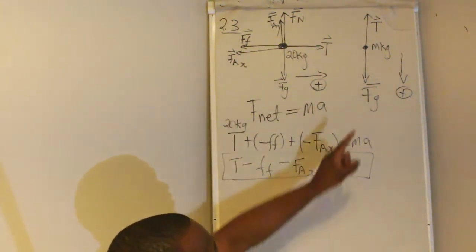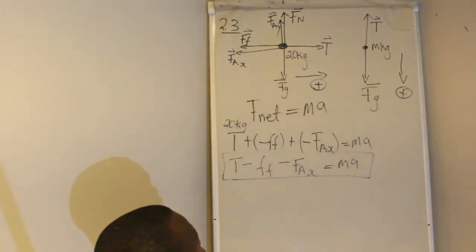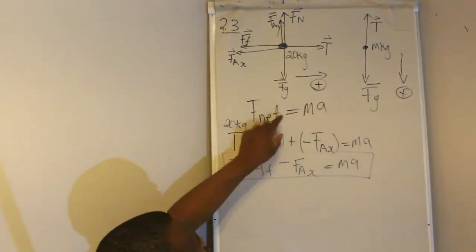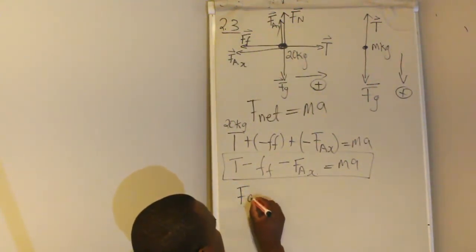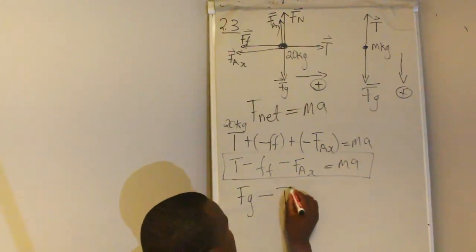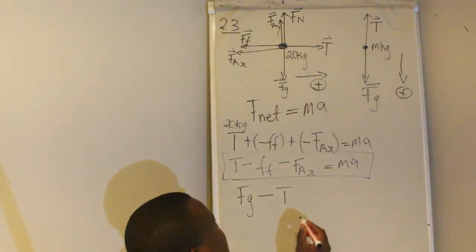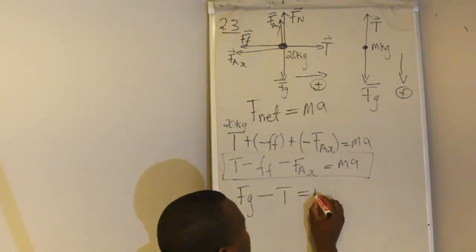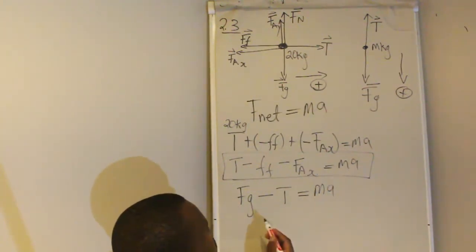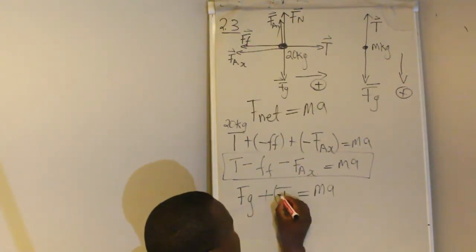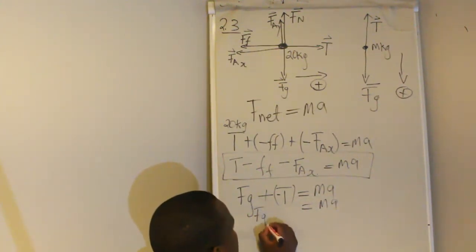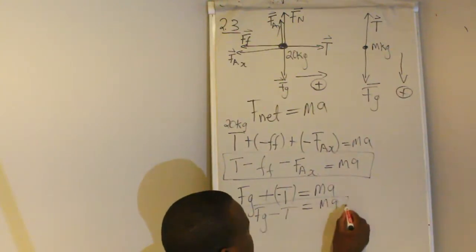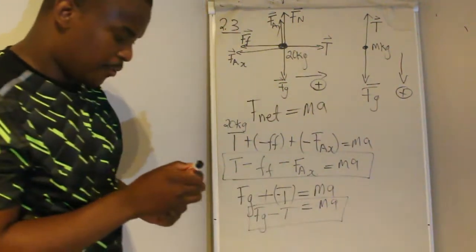Same thing for the m kg block. F net is equal to MA. So you are going to sum your forces, and this one will be positive because the system is going down, which means FG minus tension is equal to MA. So you can say FG plus negative tension is equal to MA. So here is the sum of your net forces.